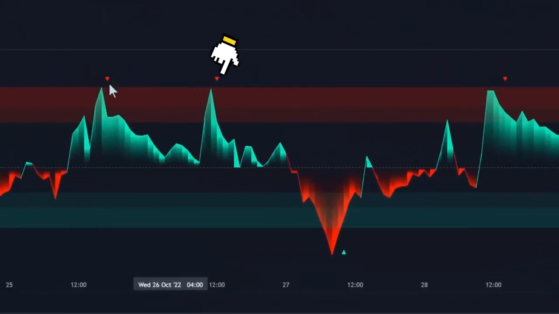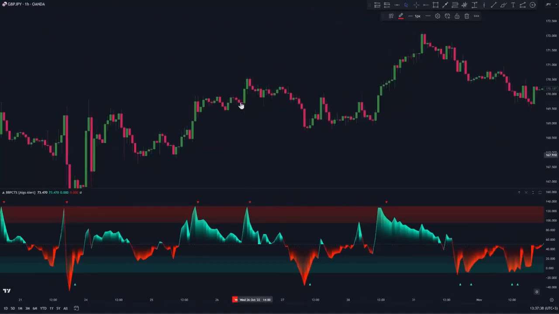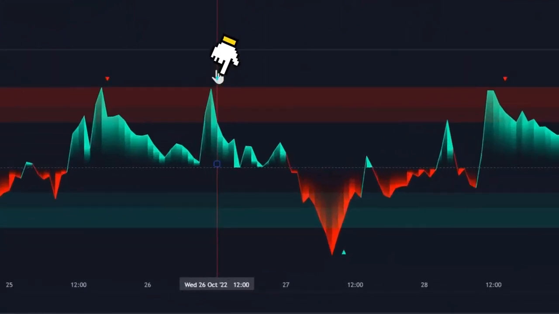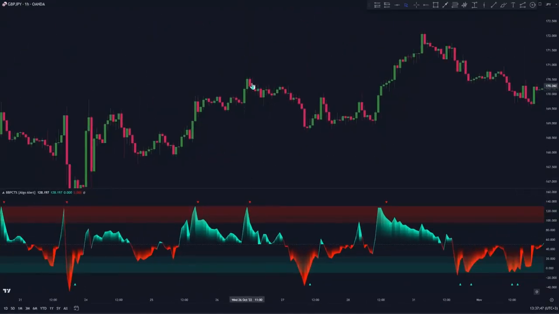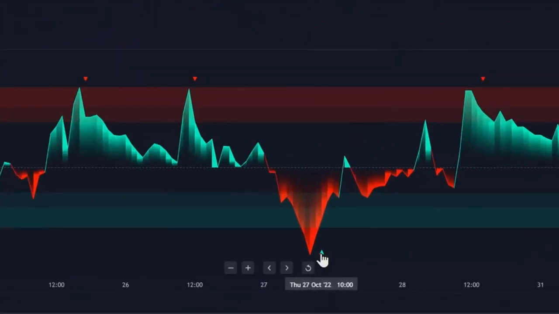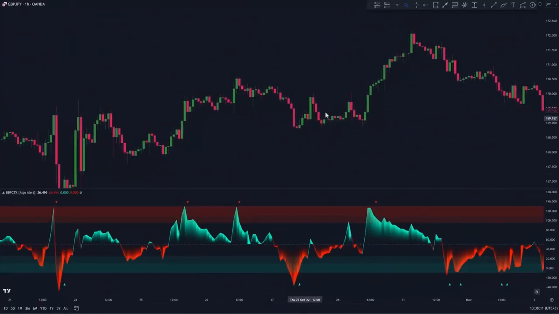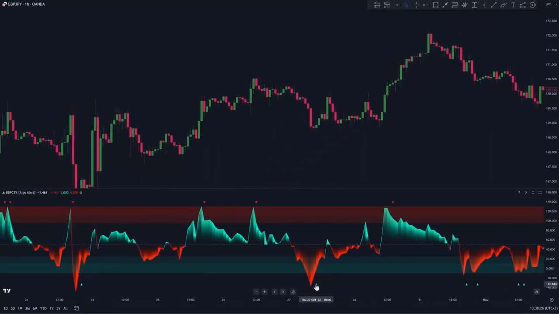Then we have these red down arrows. These symbols are critical reversal markers. Whenever you see a red arrow pointing downwards like this, that indicates an impending bearish retracement or a potential downward movement in price. On the flip side, the green arrows pointing upwards like this signify potential bullish reversals. These indicate the possibility of an upward movement in price and can be seen as a bullish continuation or reversal signal.